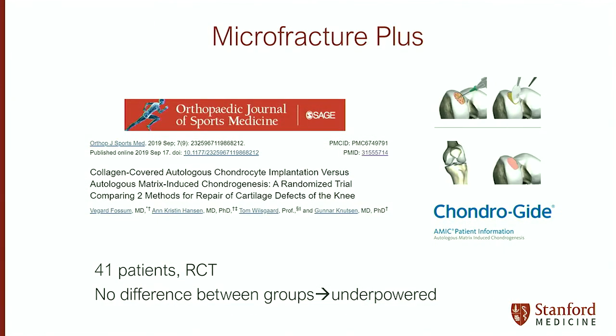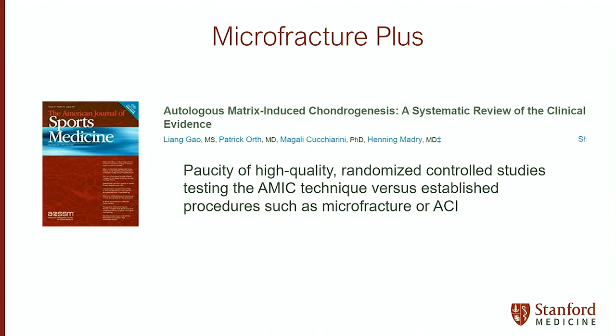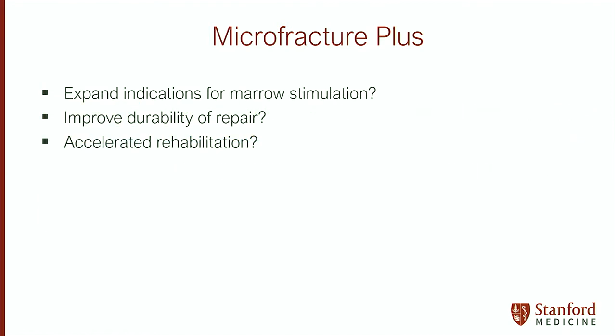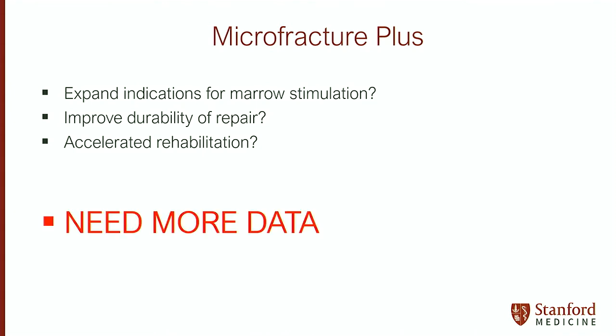And then also recent studies looking at the AMIC procedure, a randomized controlled study, which is great, compared to characterized chondrocytes with no differences in those groups. But a more recent systematic review demonstrates that there's really a paucity of high-quality RCTs testing these microfracture-plus strategies versus other gold standard techniques. So can we say we can expand the indications for marrow stimulation based on our data, improve the durability of the repair, or accelerate our rehab? I really don't think we're there yet. So I would continue to learn and continue to study this.